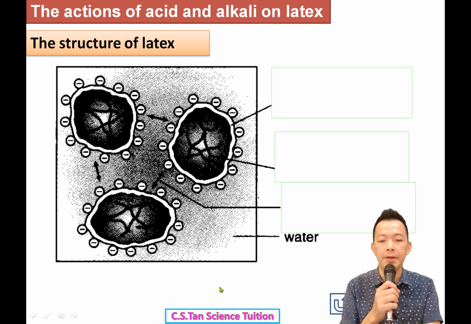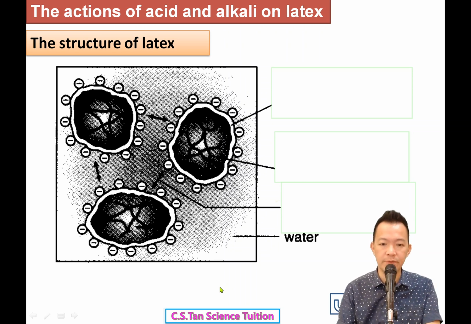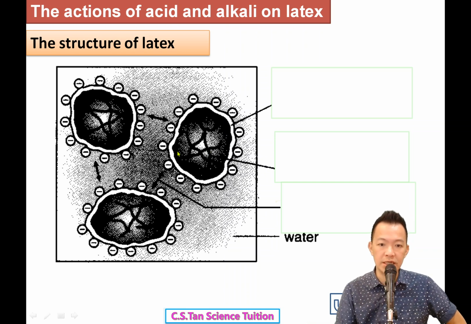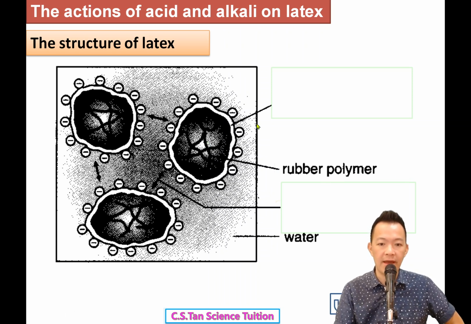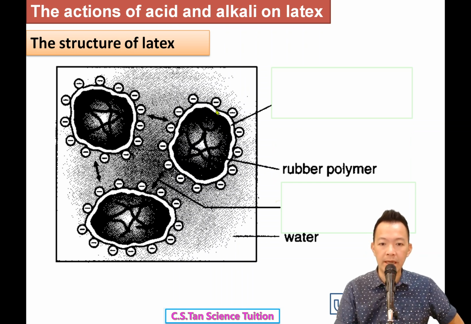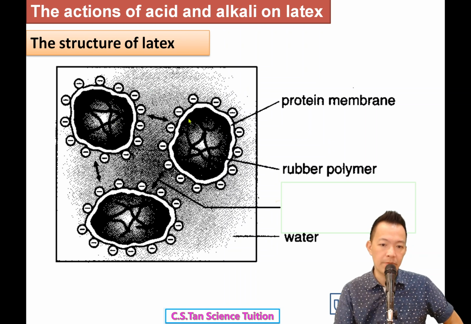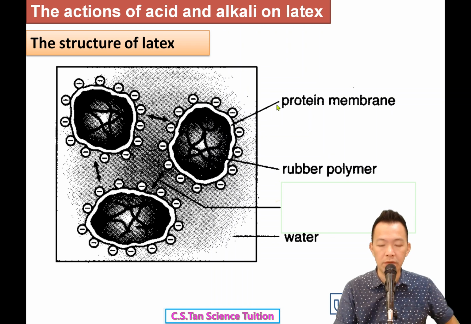So why are latex liquid? Simple. Where is the rubber polymer? They are here, these strands called rubber polymer. If you look at the latex, it actually contains the rubber polymer, but the rubber polymer is covered by a layer of membrane. This is a layer of protein membrane. All the rubber polymers are covered by this protein membrane.